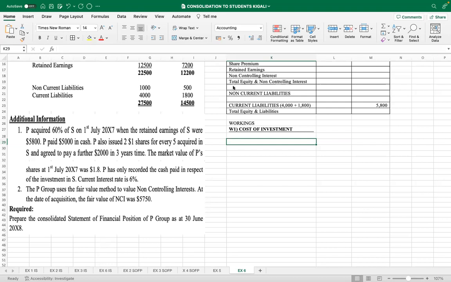Maybe one more question. How do you calculate current assets? Current assets, you consolidate, you simply follow the instructions.